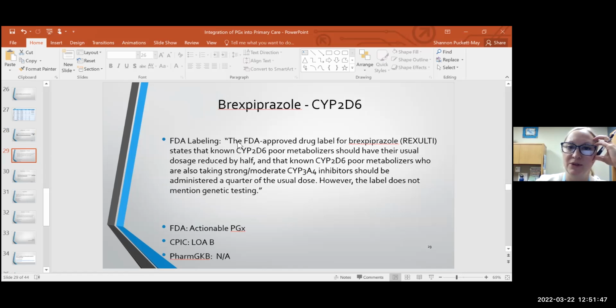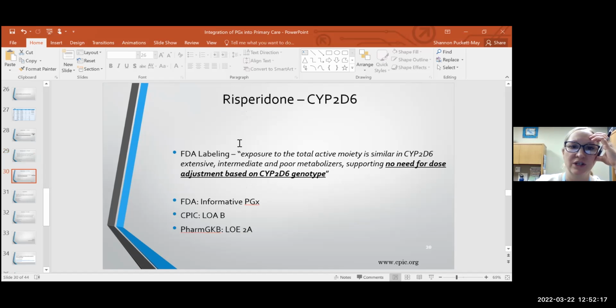And that's a common theme with the antipsychotic medications. Same with brexpiprazole and CYP2D6 poor metabolizers, you should cut the dose in half. If they also have a drug interaction with a CYP3A4 inhibitor, like fluconazole, maybe a bad example, that could further increase the serum levels. And antipsychotics do carry a lot of side effects, so we do want to be careful with the dosing of these medications if we have pharmacogenetic data available. And usually it entails a dosage reduction.